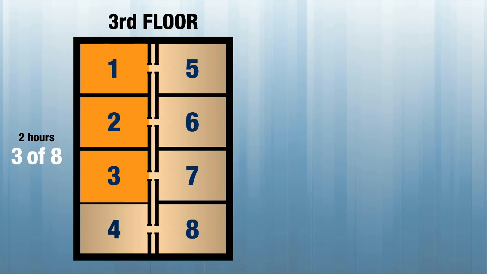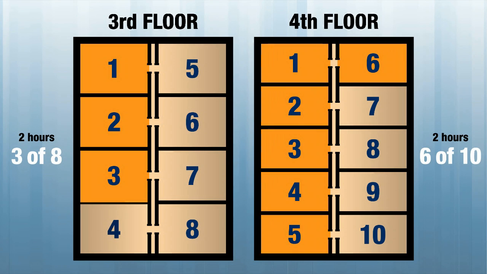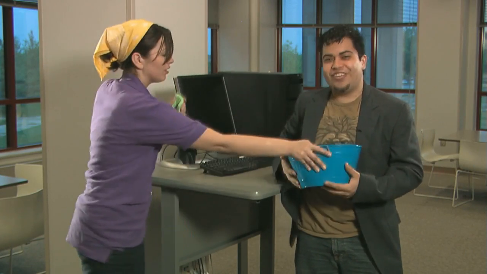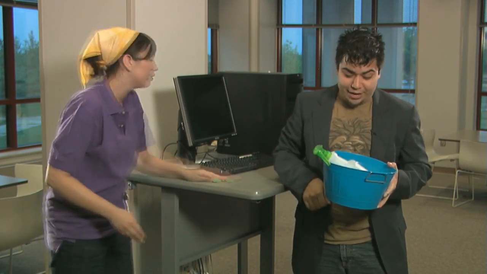Joe cleans 3 of his 8 offices in 2 hours. Half of his floor is 4 offices, so he cleans less than half of his floor. Jamie cleans 6 of her 10 offices, which is more than half of her floor. You will often compare fractions to 1/2 to determine which is larger or smaller. Jamie has cleaned more than half, and Joe has cleaned less than half. It looks like Jamie has bragging rights for now, but let's check back at the end of the day.